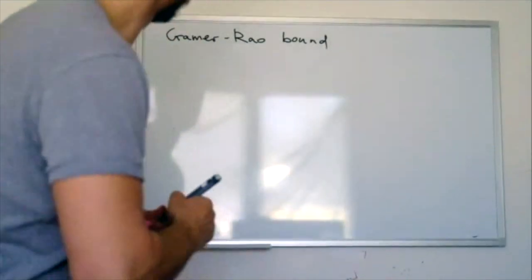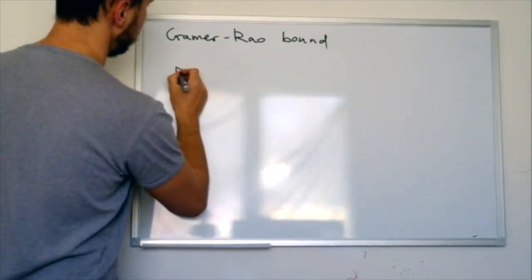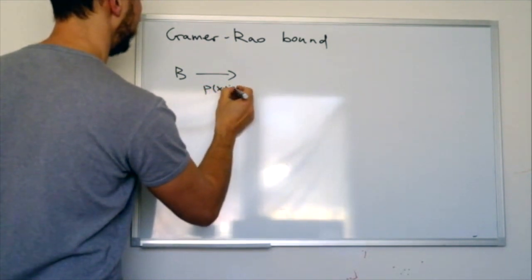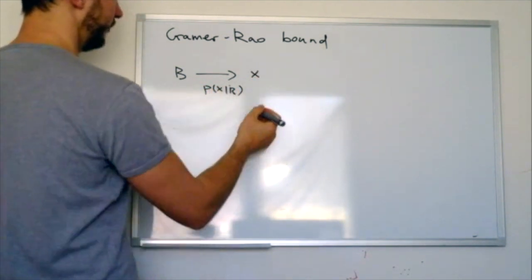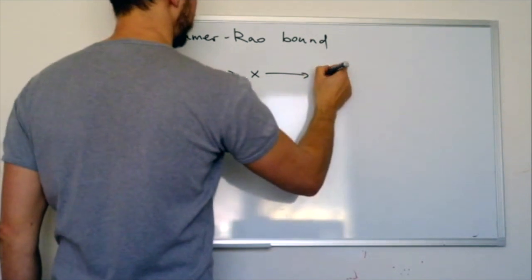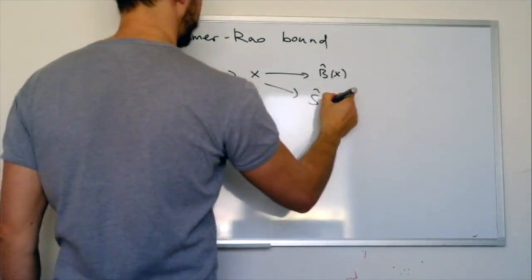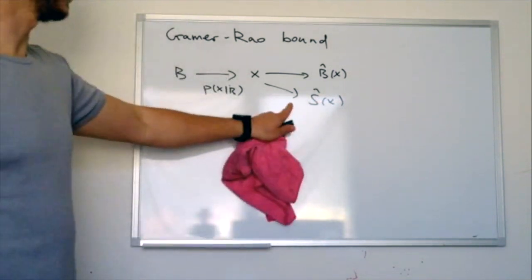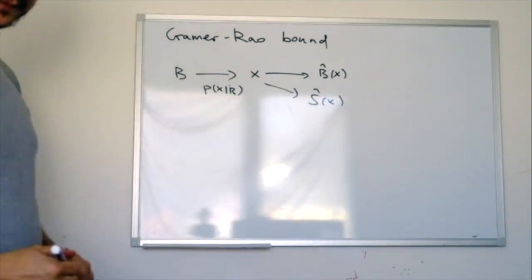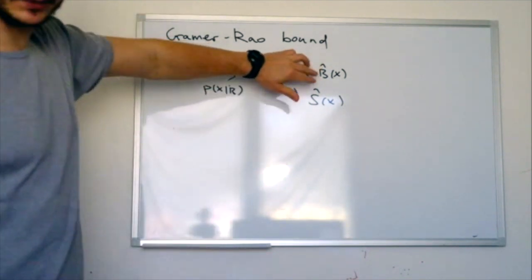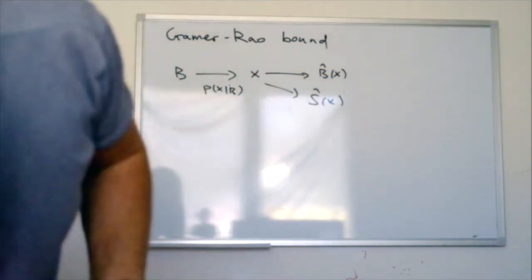To prove it, let me just remind us of our setup. We have our true value. Then with the probability p of x given b, we obtain the measurement outcome, which is a random variable, and from this measurement outcome we can get our estimator. But we also defined the score previously. The score is another random variable which depends on the parameter. So now we have these two random variables, and to prove the Cramér-Rao bound we'll just play with them.